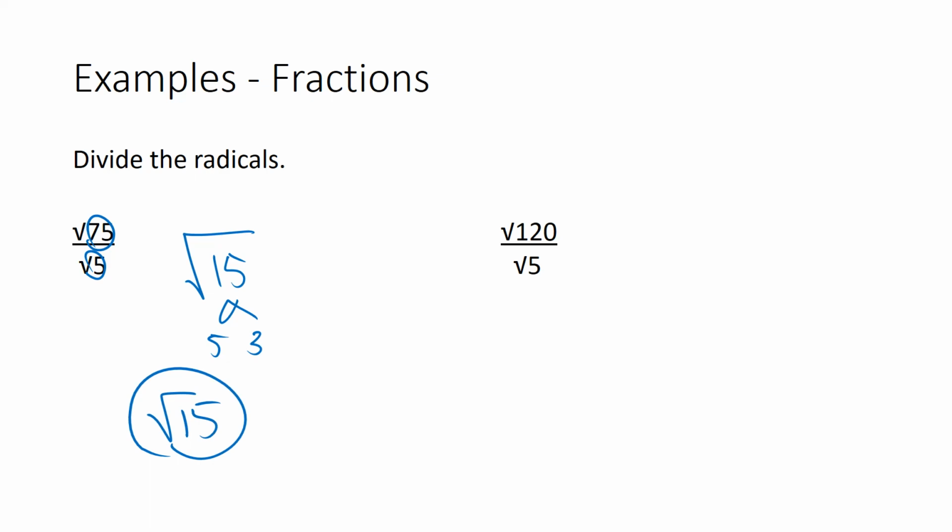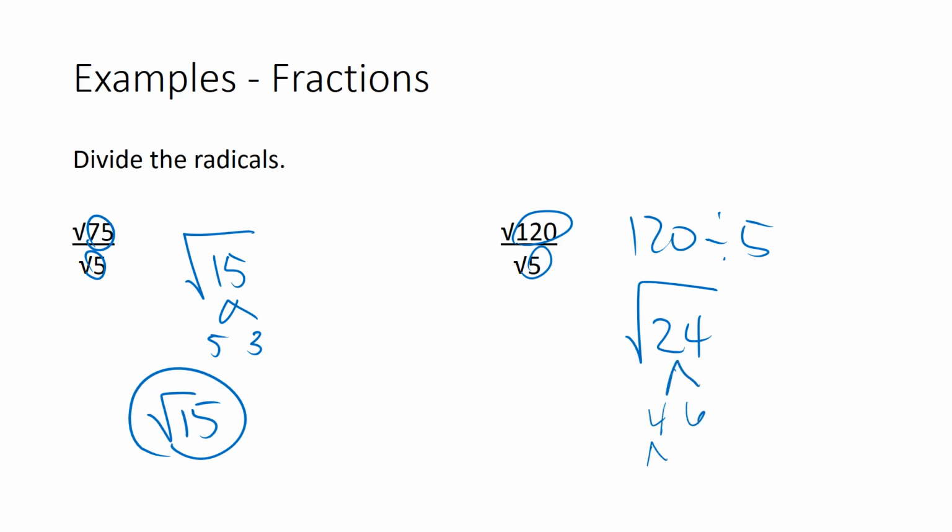Same process here on our second one. Look at those radicands. 120 divided by 5. Well, that's really 24, and that should look familiar. It's the same 24. It's going to break down the same way from our second example on the other slide. I am going to break it down in a different way this time. I'm going to do 4 and 6, and 4 is 2 and 2, and 6 is 2 and 3.